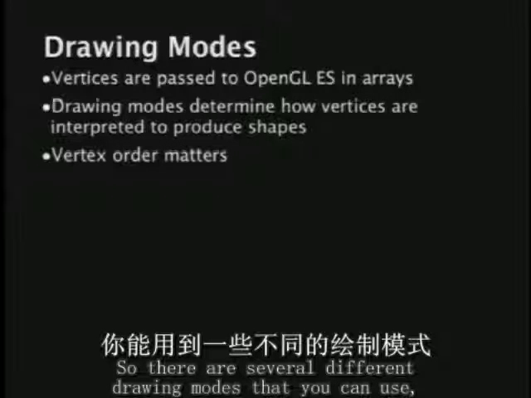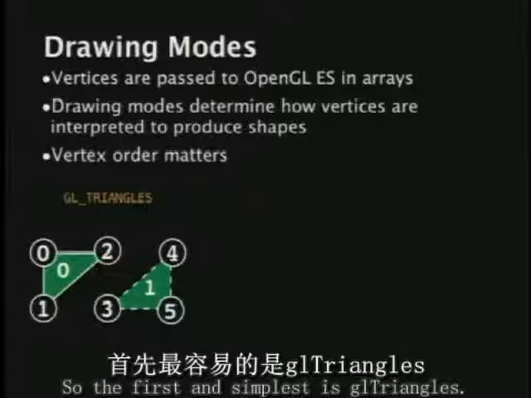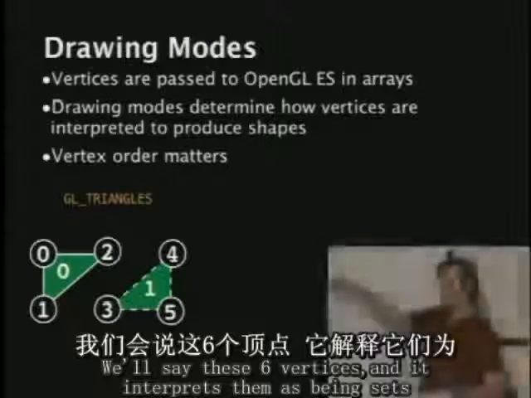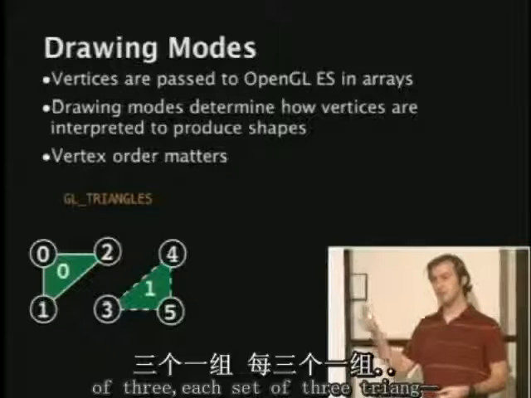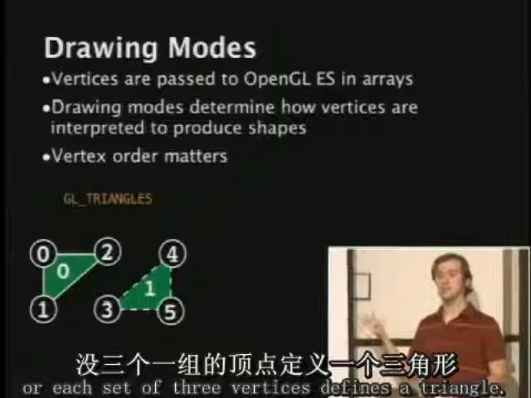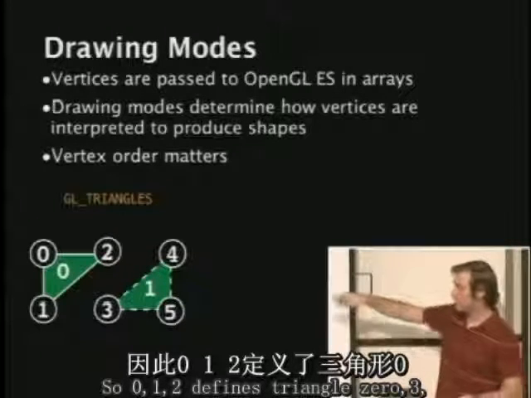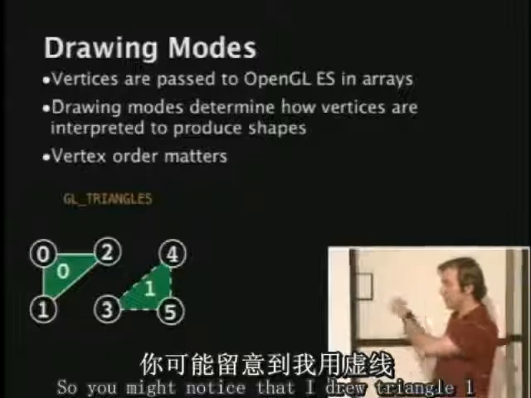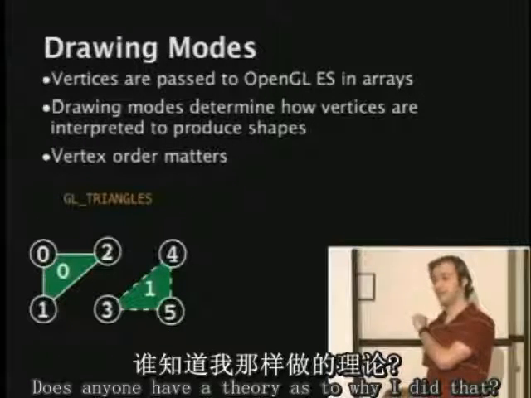So there are several different drawing modes that you can use, 3 of which are probably the most important to you guys. The first and simplest is GL triangles. You give it an array of vertices, we'll say these 6 vertices, and it interprets them as being sets of 3. Each set of 3 vertices defines a triangle. So 0, 1, 2 defines triangle 0. 3, 4, 5 defines triangle 1. You might notice that I drew triangle 1 with a dotted outline. Does anyone have a theory as to why I did that?